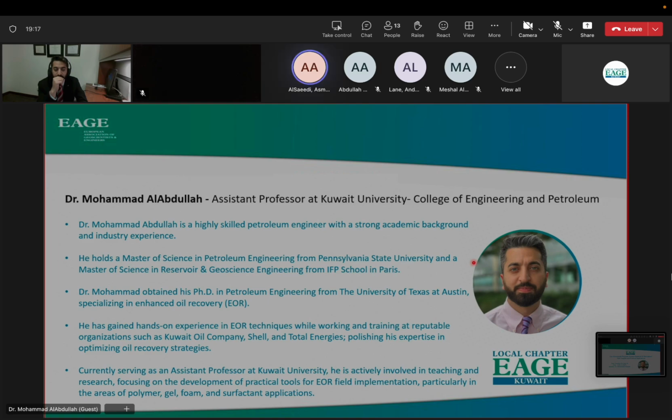He worked in KOC, Shell, and TotalEnergies, so he has industry experience. Currently, he is working as an assistant professor at Kuwait University, and he is actively involved in teaching and research. He has published around 8 papers in SPE. He's focusing on development of tools for enhanced oil recovery and field implementation, particularly in the areas of polymer, gel, foam, and surfactant application.